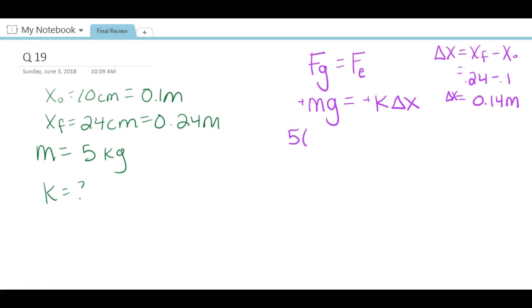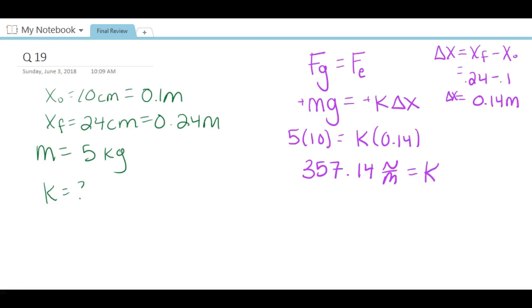So from here we know all the information. We've got mass, we've got gravity, we've got delta x. So we plug everything in that we know. 5 times 10 is equal to k times 0.14. So 50 divided by 0.14 is how you're going to find your spring constant of 357.14 newtons per meter.